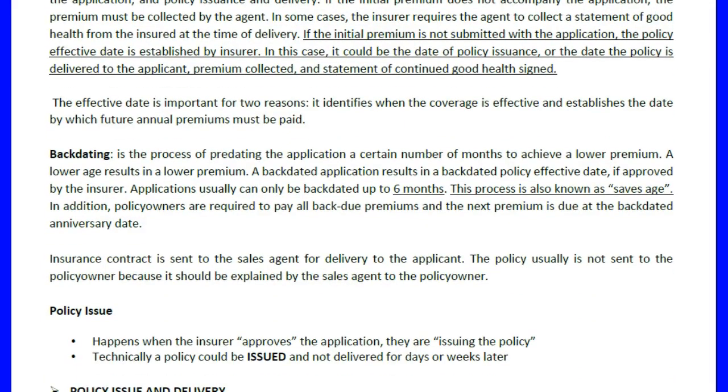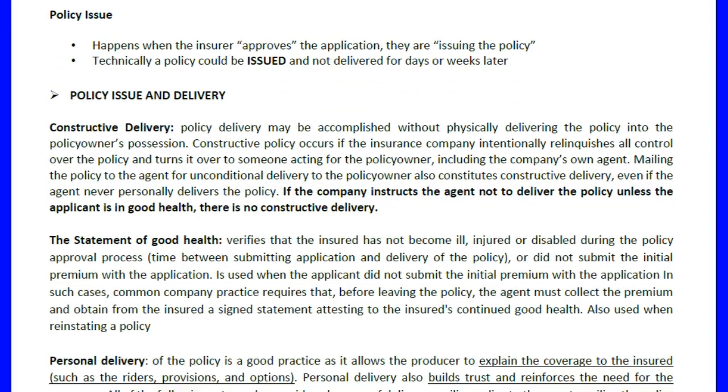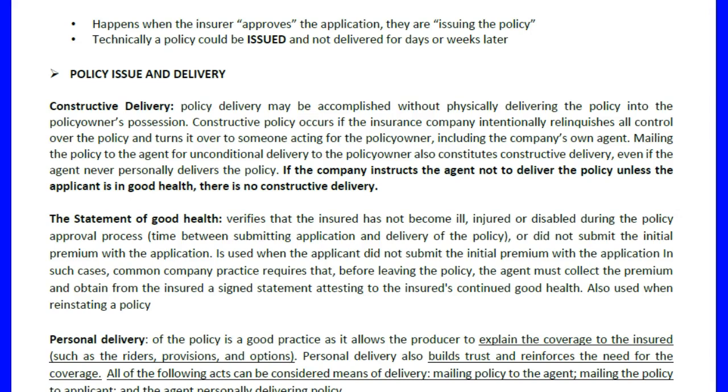Backdating. You can backdate an application for life insurance up to 6 months in order to save money. Policy delivery, policy issue and delivery.